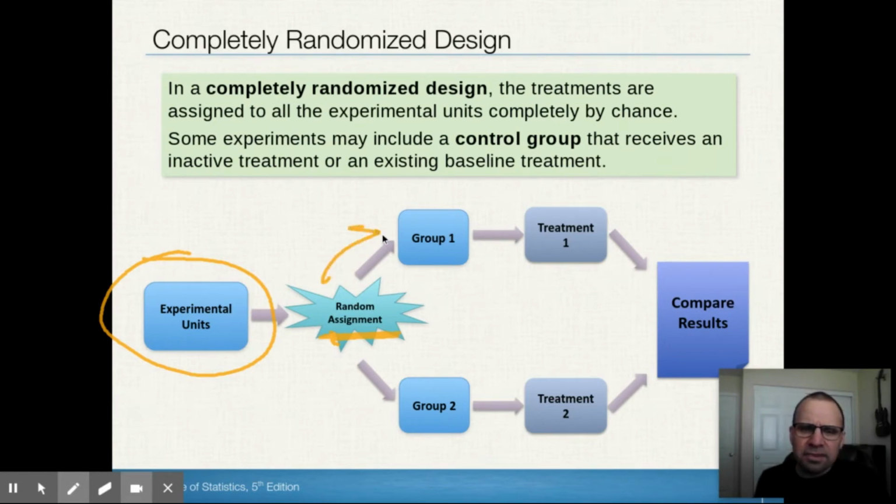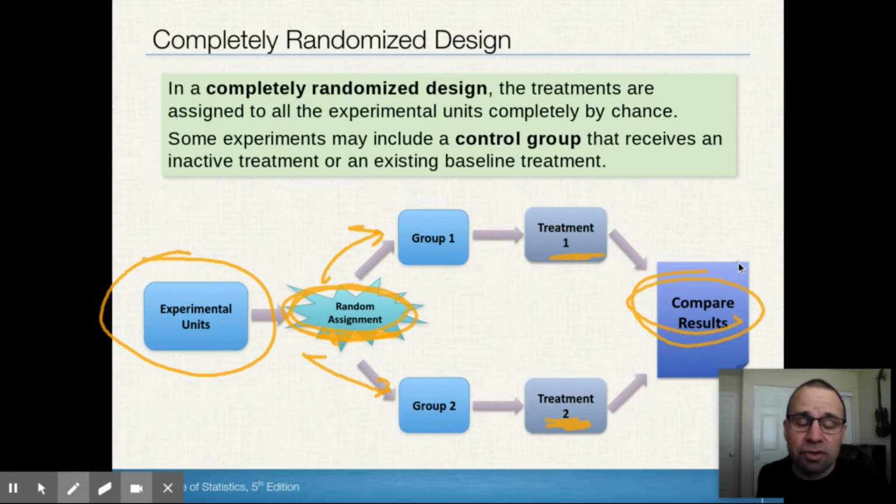But the point is that some people are going to go into group 1 due to this chance process, and some people are going to go into group 2. Now, it doesn't have to just be 2. It could be 3. It could be 4. I could have several different rooms at several different temperatures, and I could compare them all, but it's got to be a random assignment to those groups. And the treatments, as we said before, that's where we get to test our explanatory variable. In this case, it's the temperature of the room. And then we can measure our response variable and compare the results. And we'll see what is the average score on each of these exams.